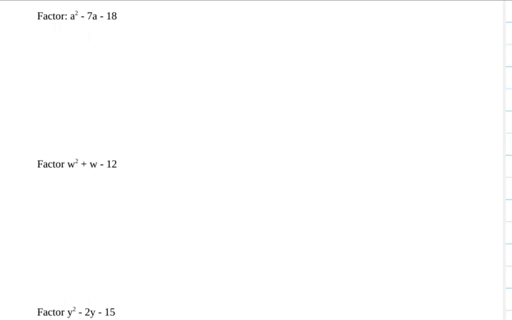Let's do a couple more examples. M times n equals negative 18. If we're factoring this trinomial, we need the product to be negative 18, and we need the sum to be negative 7.